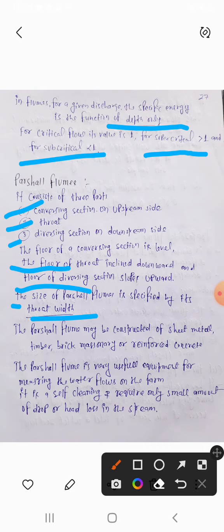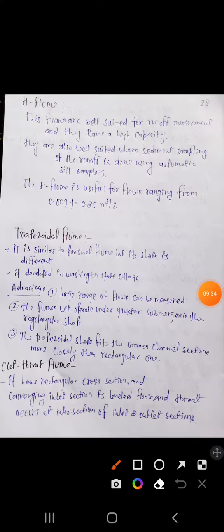A Parshall flume may be constructed of sheet metal, timber, brick masonry, or reinforced concrete. The Parshall flume is a very useful piece of equipment for measuring water flow on the farm, and it is a self-cleaning device. It is the most important point: it is a self-cleaning device, and it requires only a small amount of drop or head loss in the stream.